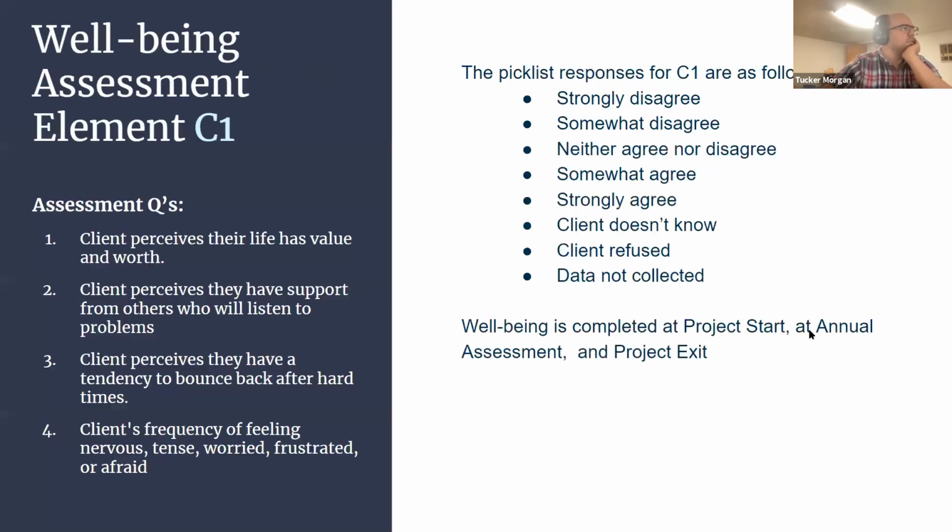If we go to the next slide, there are 4 questions under C1. If you complete new project starts, annual assessments, and project exits in permanent supportive housing programs, these 4 questions are: 1, client perceives their life has value and worth; 2, client perceives they have support from others who will listen to their problems; 3, client perceives they have a tendency to bounce back after hard times; and 4, client's frequency of feeling nervous, tense, worried, frustrated, or afraid.